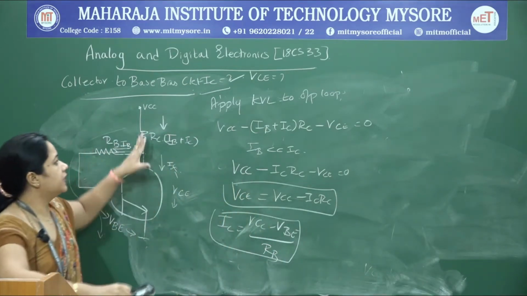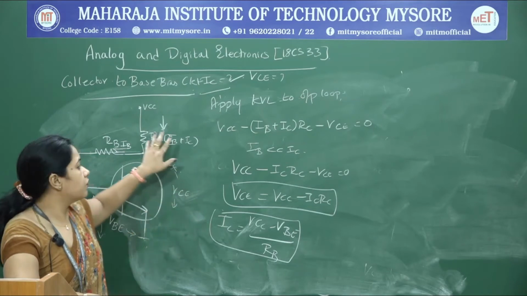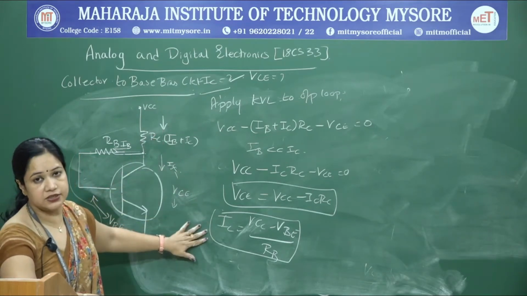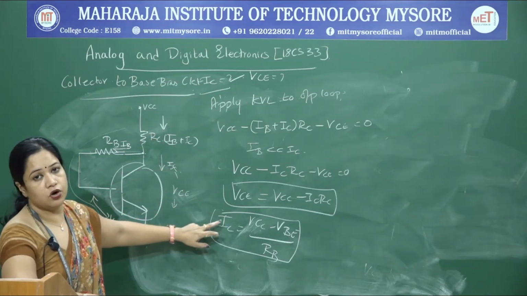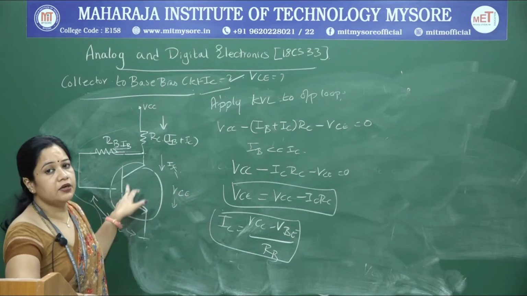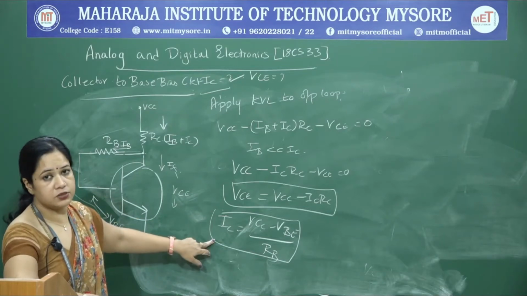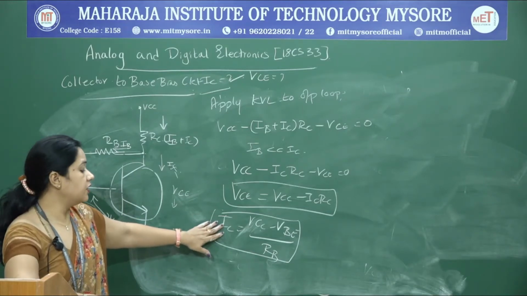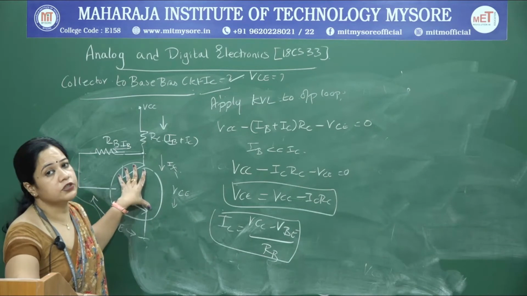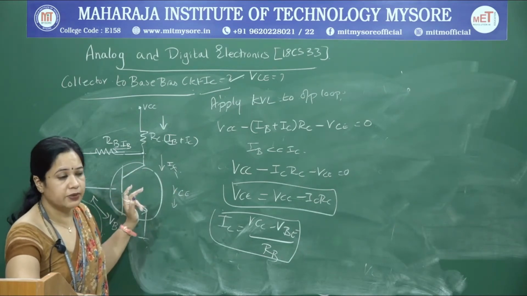So with this we have done with the analysis of collector to base bias, and the inference is you can see the expression for output current has less dependency on the current gain because of all the approximations we have considered, and we can say this circuit offers better stability as compared to your fixed bias circuit.